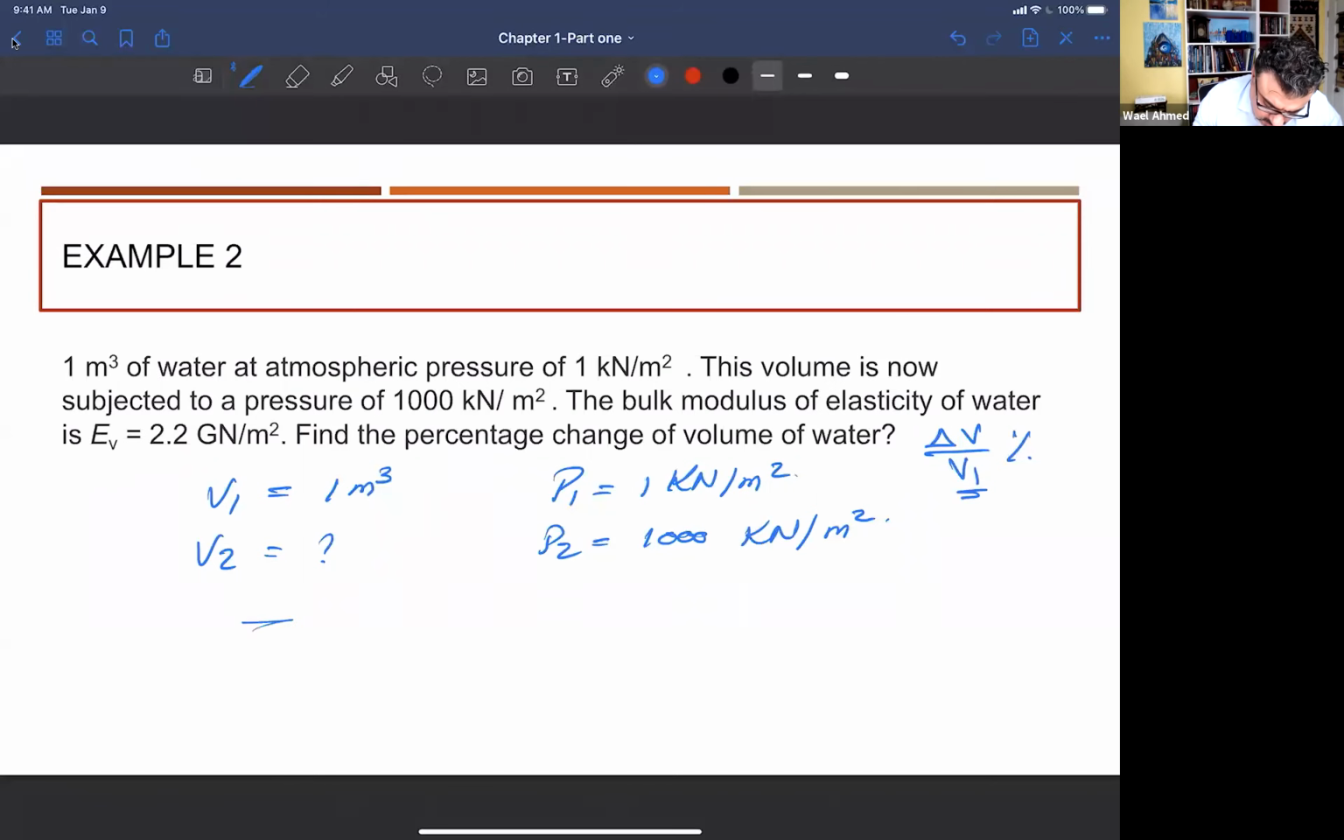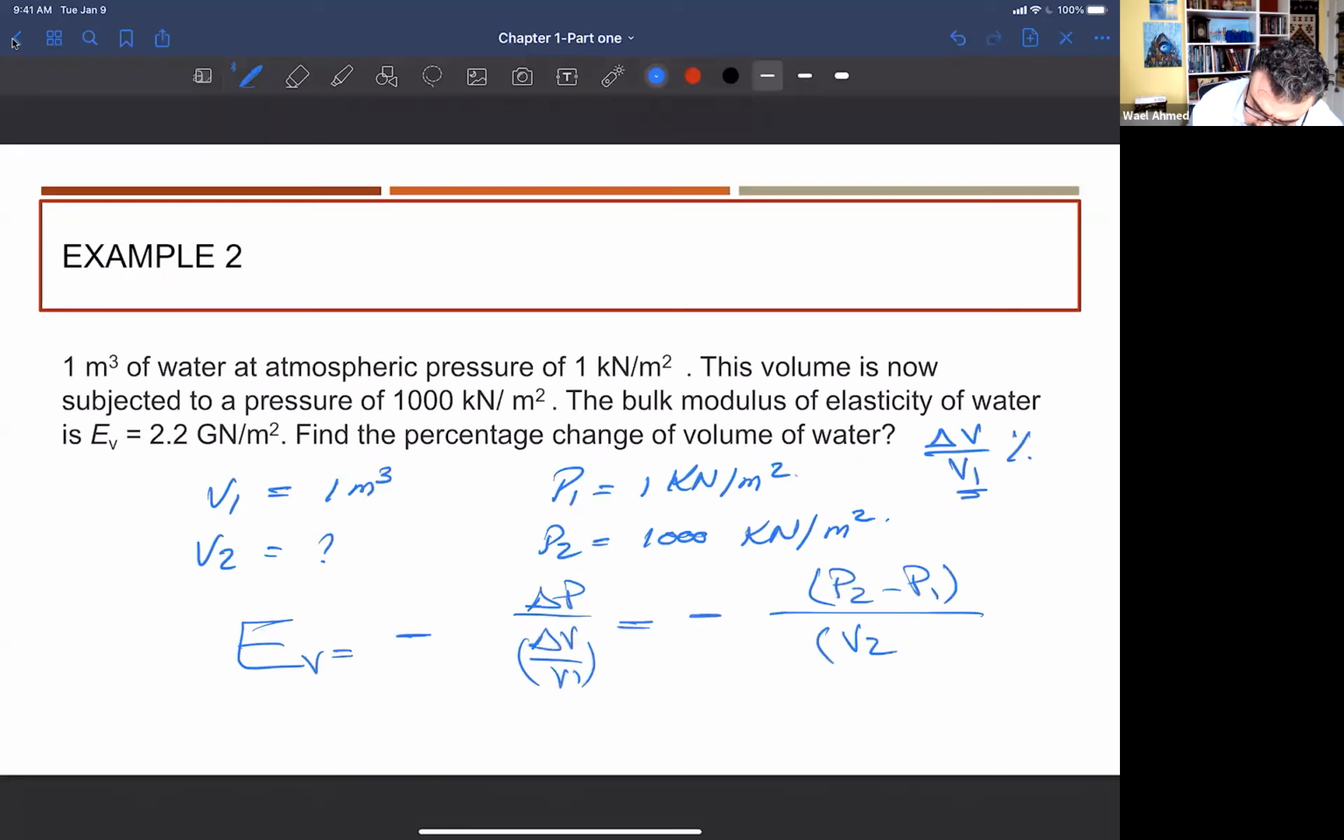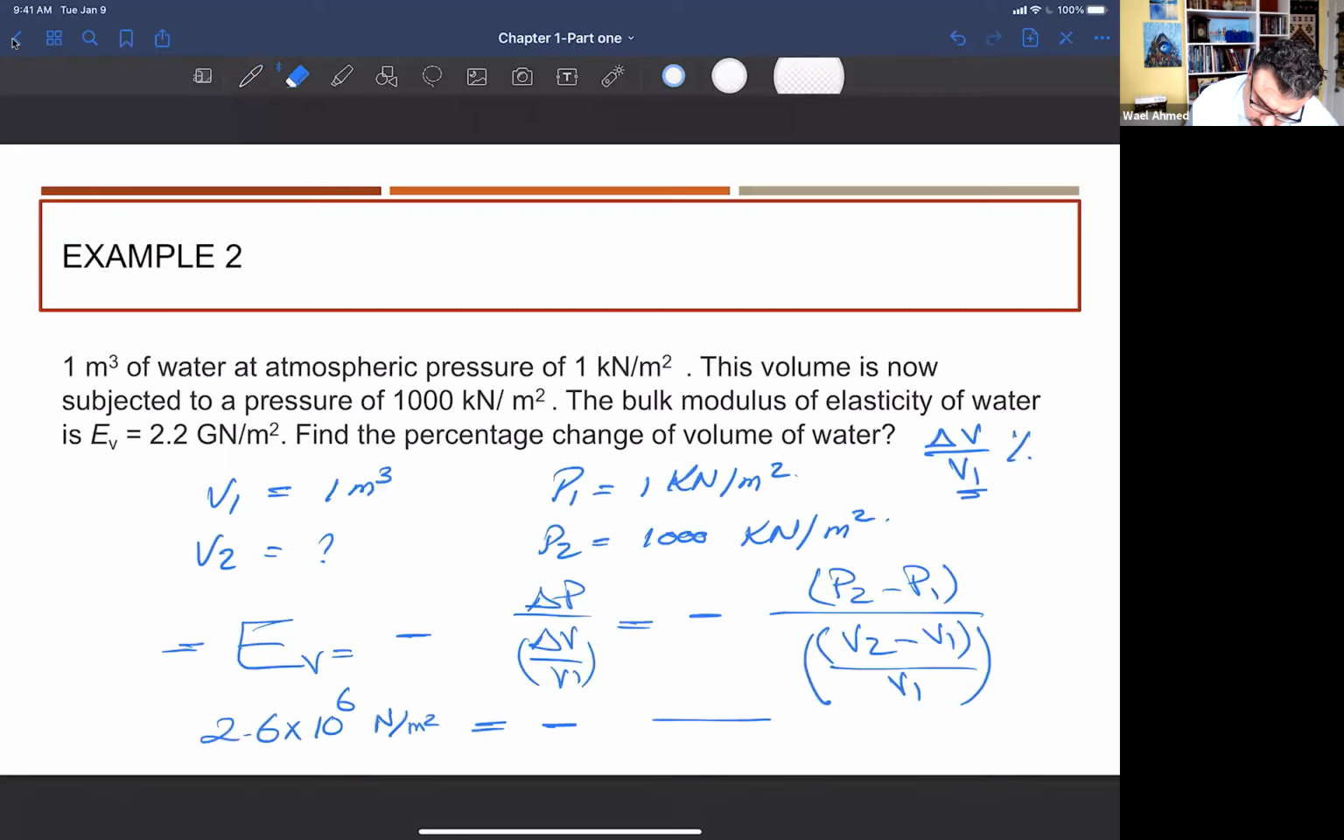So in this case, I have Ev is minus delta P over delta V over V1, or it could be minus, and then we can decide, let's say P2 minus P1, so it will be V2 minus V1 divided by V1. Remember that we have to take care of the units. So the units here is 2.2 giganewton per meter square. So in order to make sure that everything is in the same units, I can just put this 2.6 times 10 to the power 6. This is newton per meter square, equal to negative. And P2 is 1,000 minus the initial pressure, which is 1. So V2 minus V1 over V1.